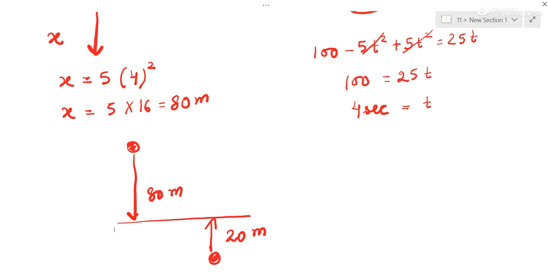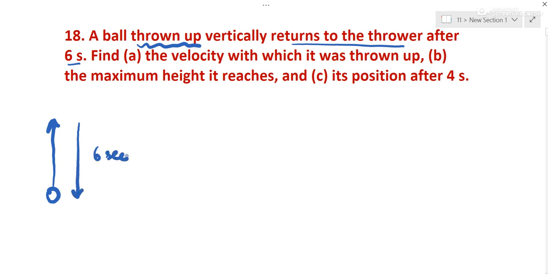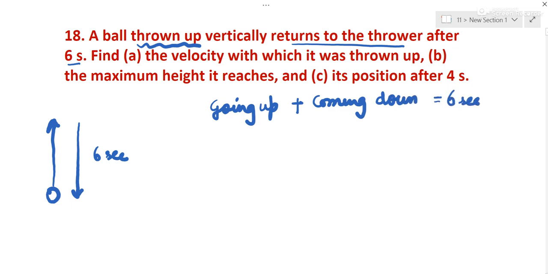Getting to the next question. Let us see in this question. A ball thrown up returns to the thrower after 6 seconds. So the ball has been thrown up. It returns to the thrower after 6 seconds. This is the total time of going up and coming down. So only one way time we need. Going up plus coming down time is 6 seconds. So we need one way time, which is 3 seconds.